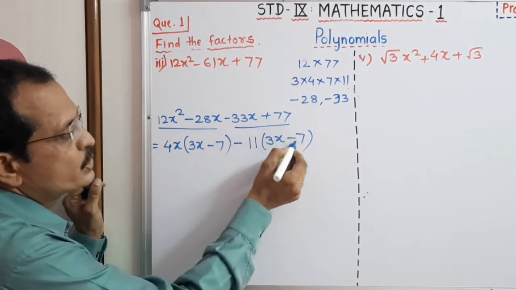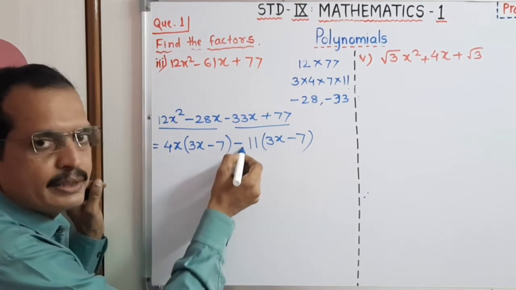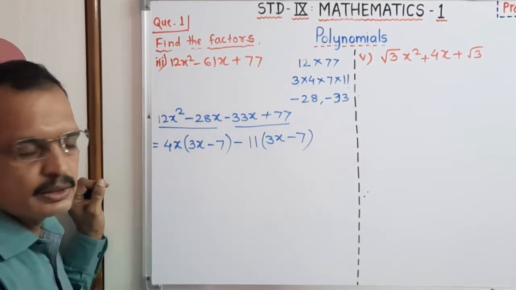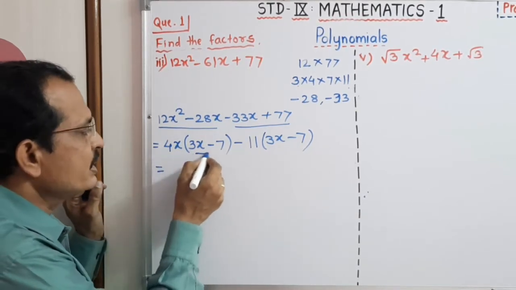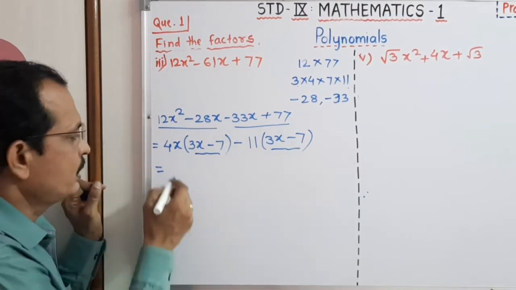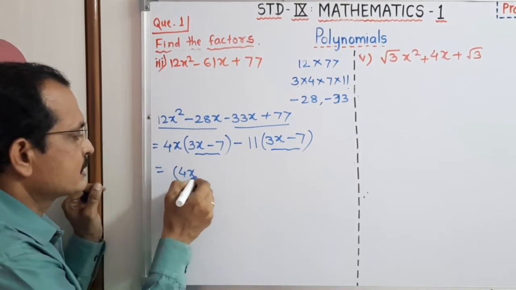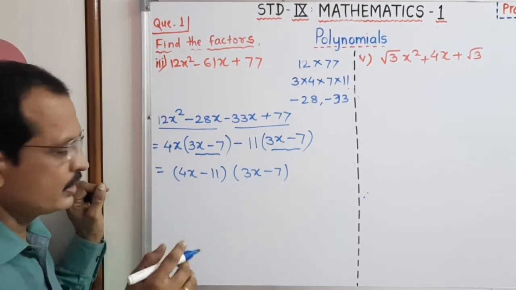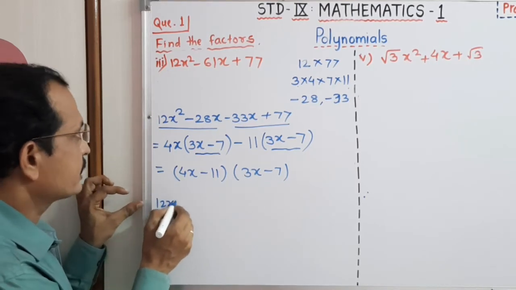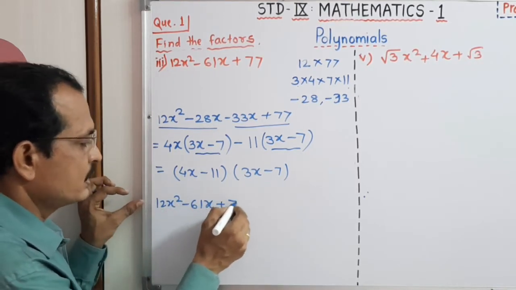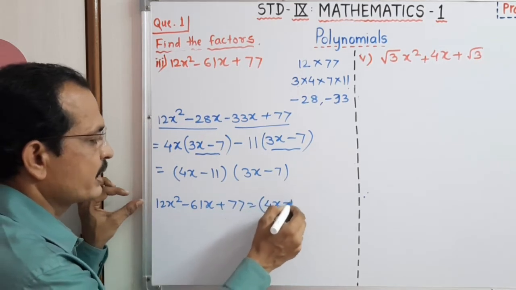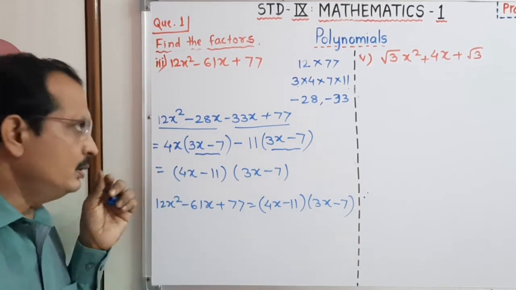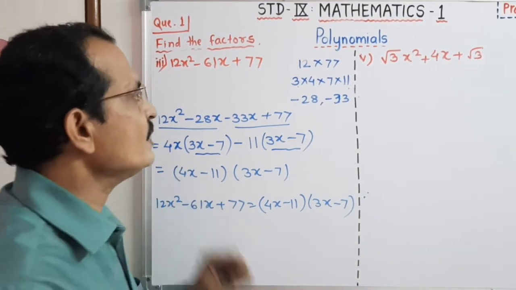This plus sign we change to minus. Why? Because we take out minus 11. If it is plus 11, then it will remain plus. But here we take out minus. Now see here, 3x minus 7, 3x minus 7 both are common. Therefore, 4x minus 11 and 3x minus 7, these are the factors. Therefore, final answer: 12x square minus 61x plus 77 is equal to 4x minus 11 into 3x minus 7.